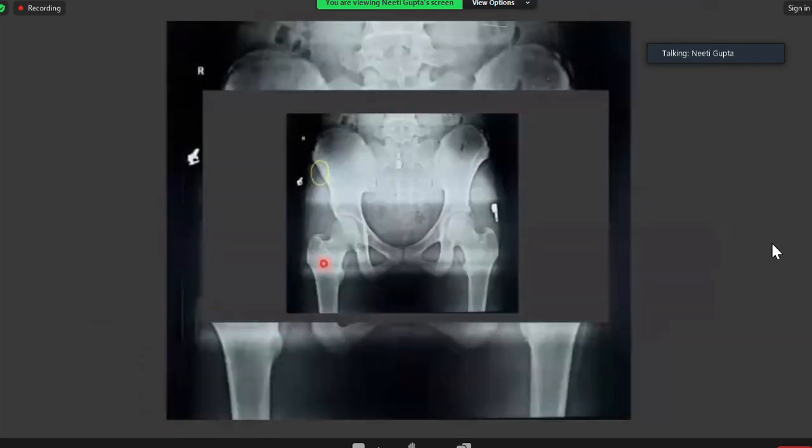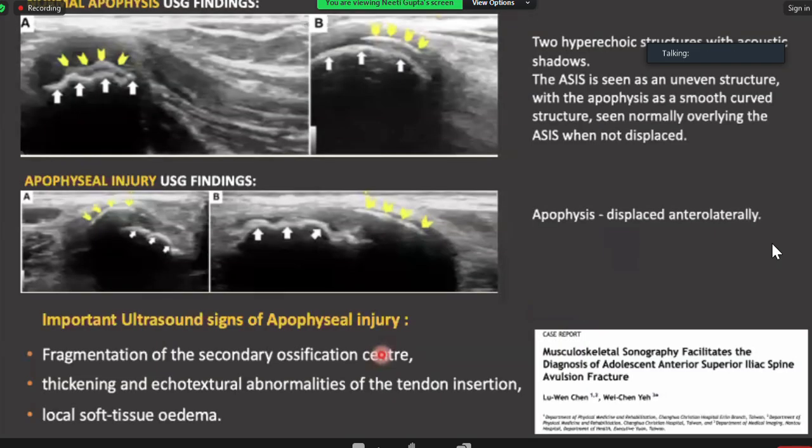Now, retrospectively, if we look at the pelvic radiograph again, we can see the subtle lucency in the region of the right ASIS without any displaced fracture fragment. So, just a brief overview of the role of ultrasound in apophyseal injuries.